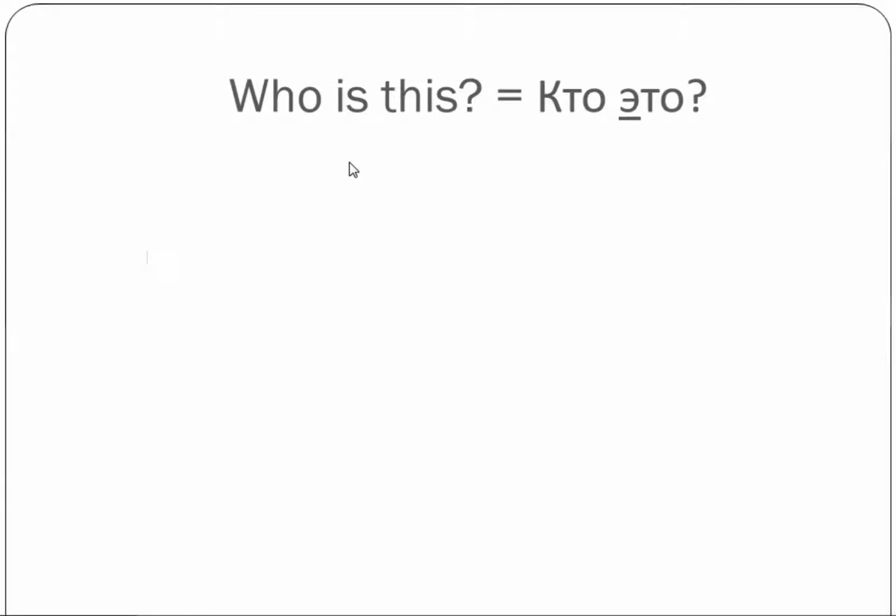So hopefully you've noticed that in the English question there are 3 words and in the Russian question there are only 2. So what's missing? If you don't know, кто, that's who, это, that's this. So what's missing is the word is.